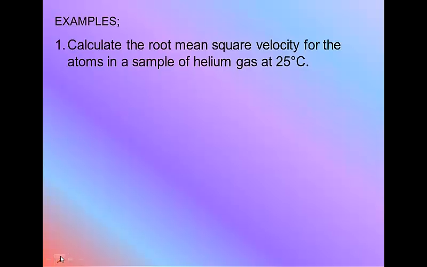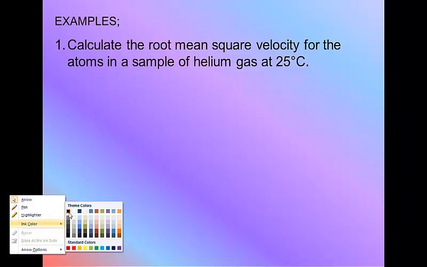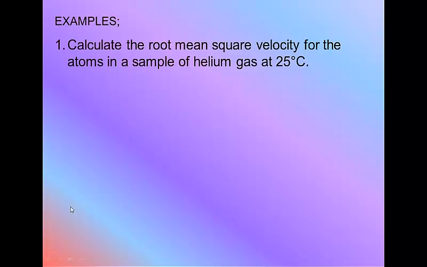All right, examples. First example. Calculate the root mean square velocity for the atoms in a sample of helium gas at 25 degrees Celsius. Root mean square velocity. And again, root mean square velocity and kinetic energy is pretty much a plug and chug. Just be careful. The equations are given to you on your formula sheet. All you got to do is put things in the right units and put it in the right spot.